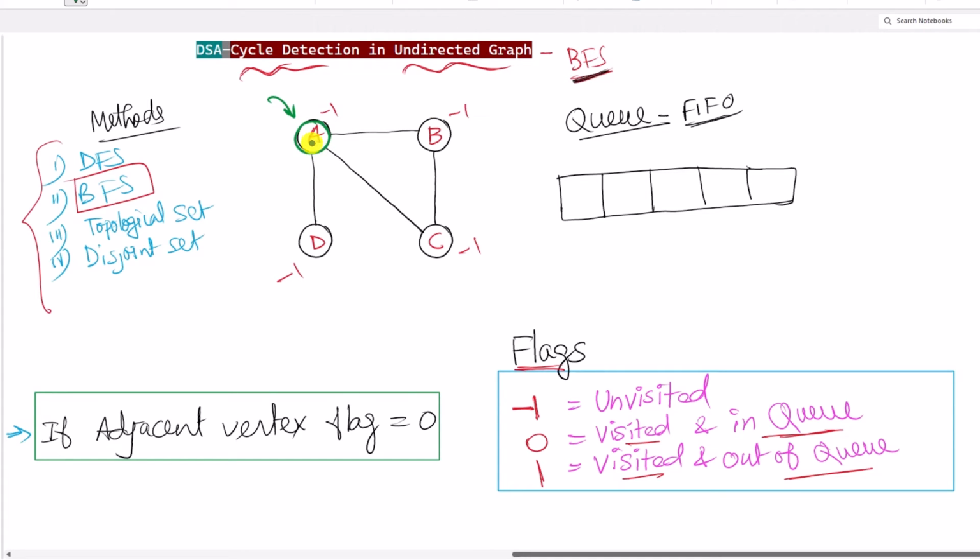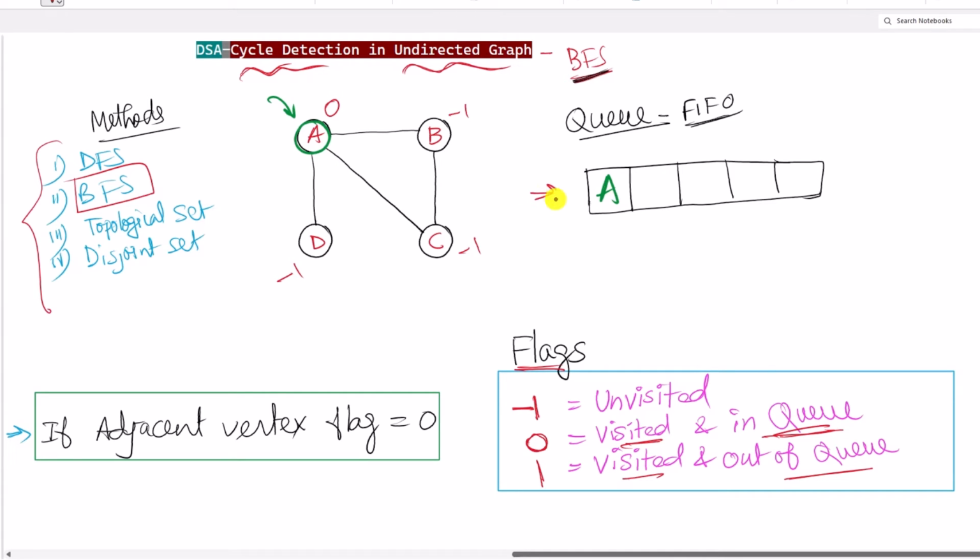That means we're gonna put that into our queue, and also we have to modify the flag to 0 because the vertex is visited and it is in the queue. Now we have to remove this from the queue and put it into our visited set. So A is visited and also A is out of the queue, so the flag will be modified to 1. Now we're gonna visit the neighbors of A. A has the neighbor D, so we're gonna put this into our queue.